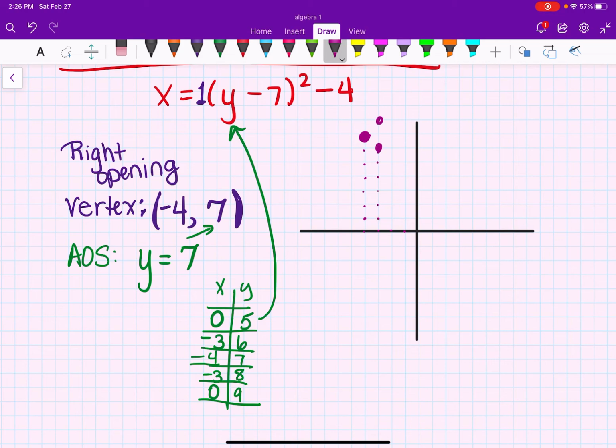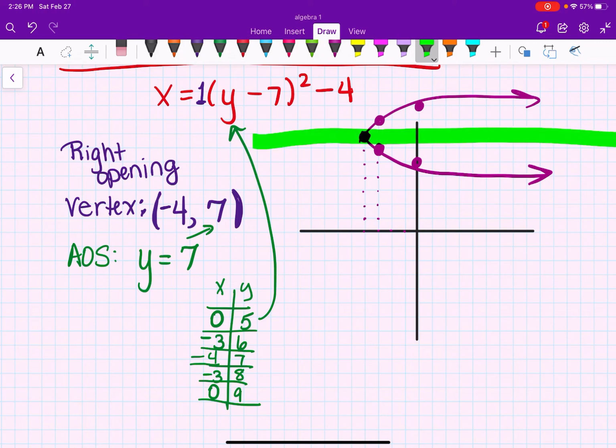And now I'm starting to see the shape, so it's getting a little easier for me. And then I go 0, 5, and 0, 9. And now I know what it looks like. It looks like this. And now I have my right-facing parabola with my axis of symmetry right there in the middle. If I fold it on that line, the equation of that line is y equals 7. Okay? All right, let's try one more.